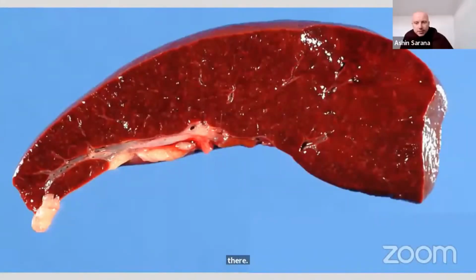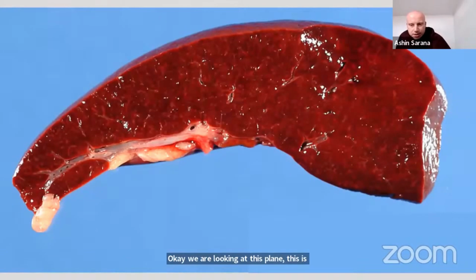Okay, we are looking at the spleen. This is a cross section of the spleen.